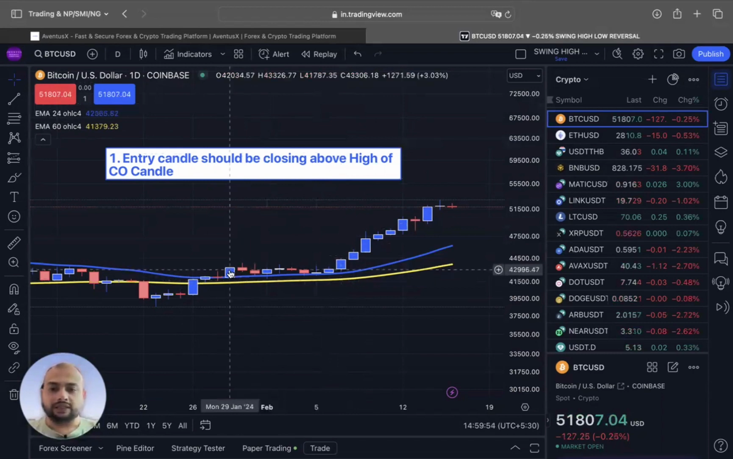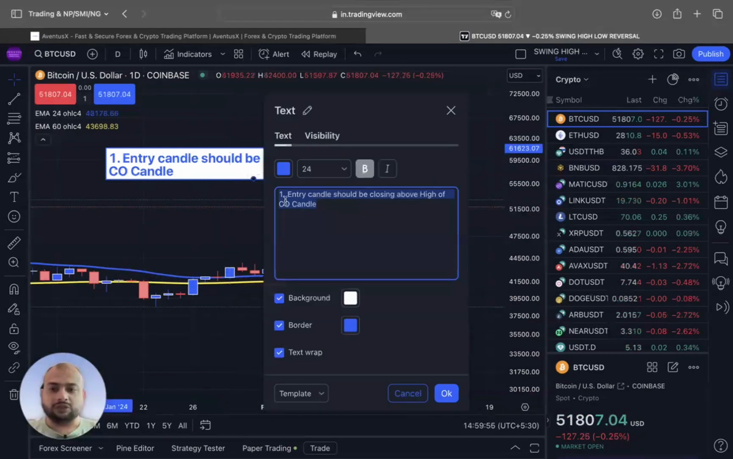And then the second condition that we need to see is that the entry candle low is greater than, sorry, where is the greater sign? Okay, is greater than the 24 EMA.